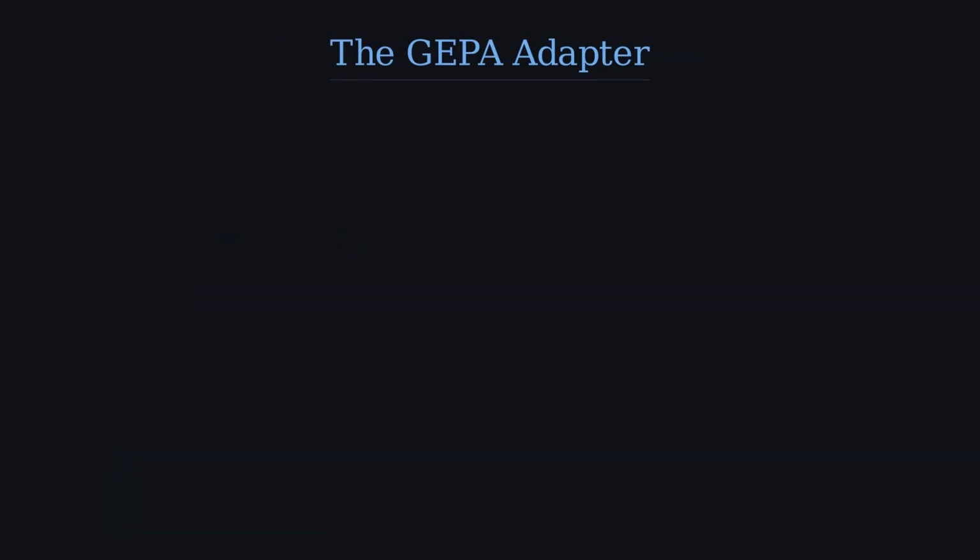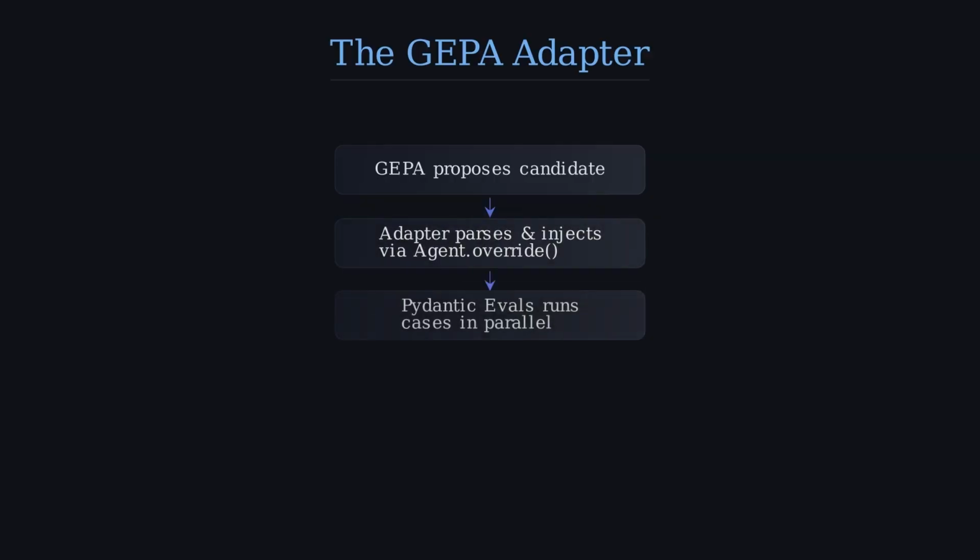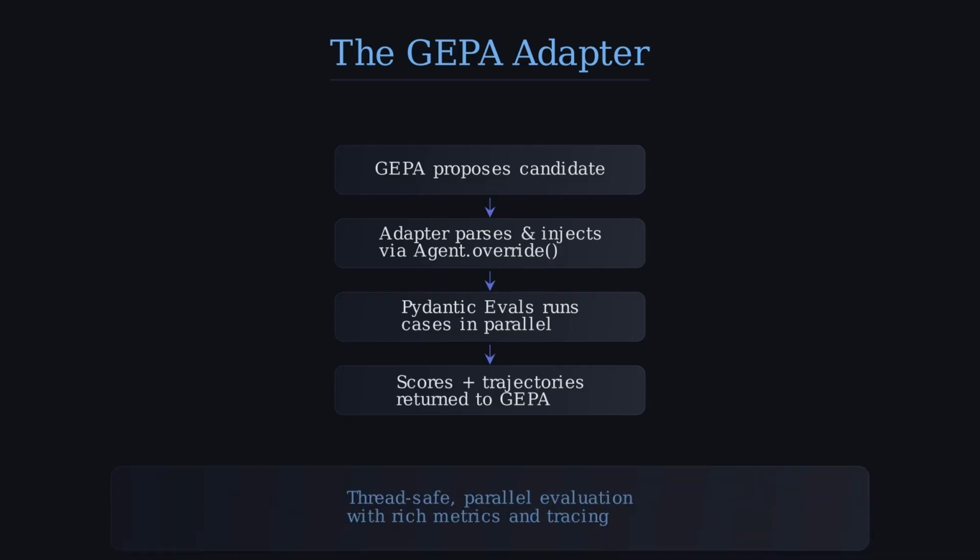The adapter is the glue that connects GEPA to Pydantic Evals. When GEPA proposes a candidate prompt, the adapter parses it, injects it into the agent using agent.override, which is thread-safe and has no side effects, runs the evaluation in parallel across all test cases, extracts scores and builds detailed trajectory feedback, and returns everything to GEPA for the next iteration.